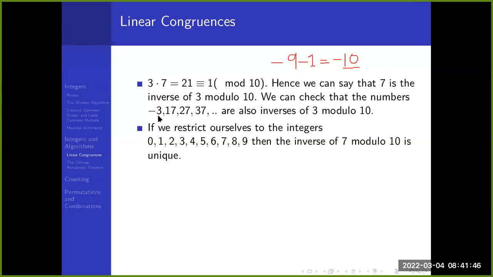You can check this for all the other values. We have checked this for minus 3, so you can check it for minus 13. The next one will be minus 23. These ones will all be inverses of 3 modulo 10. But like I said, we're only going to restrict ourselves to numbers that are strictly smaller than 10, unless otherwise stated, so that we end up with a unique inverse. If you're asking for an inverse, everyone gets the same answer if we stick to this set.